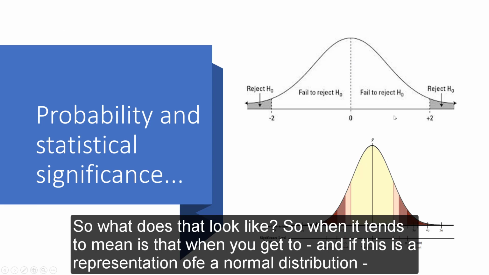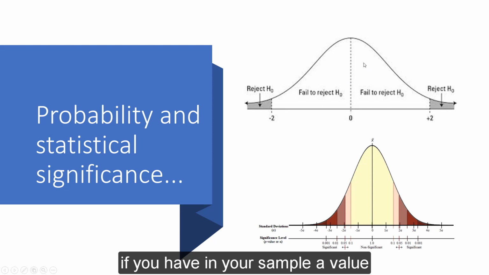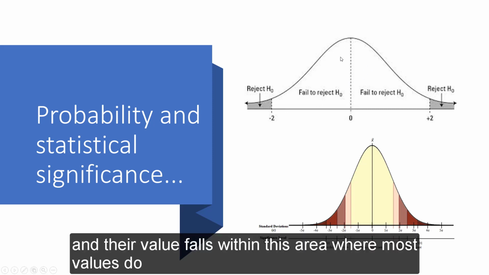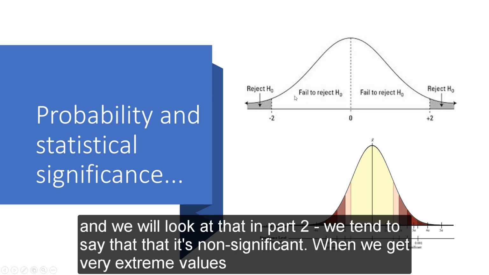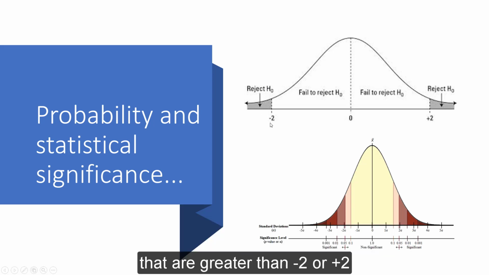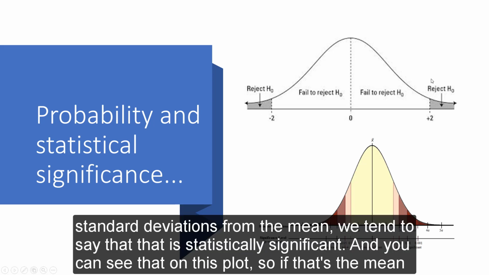So what it tends to mean is that if this is a representation of a normal distribution, and you have in your sample a value that falls within this area where most values do, then we tend to say that that is non-significant, and we'll look at what failing to reject the null hypothesis means in part 2. And when you get very extreme values that are greater than -2 or +2 standard deviations from the mean, we tend to say that that is statistically significant.